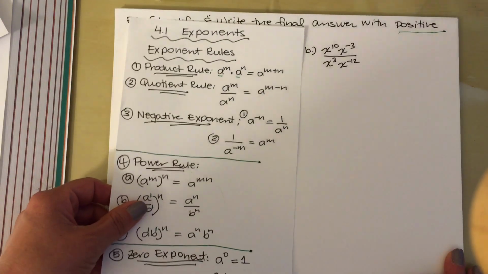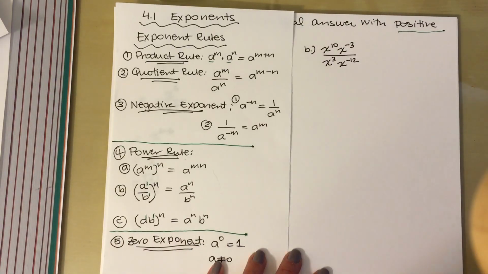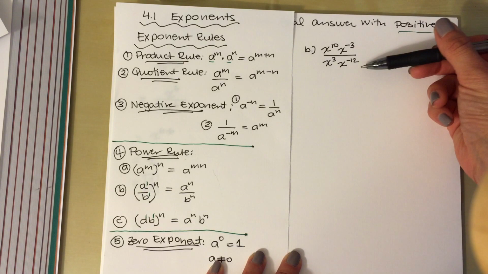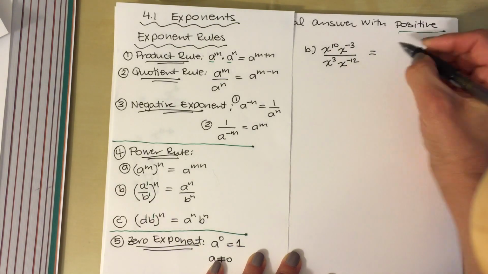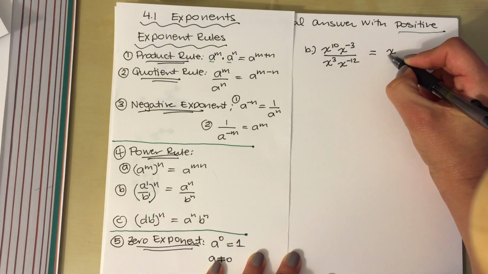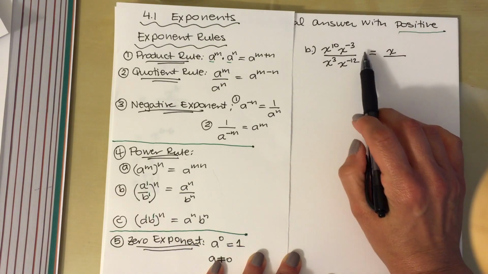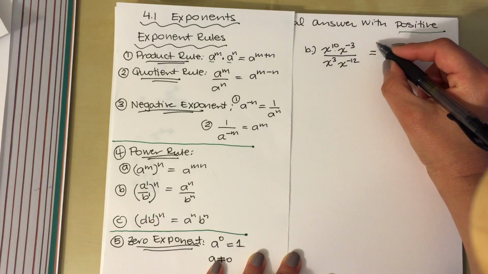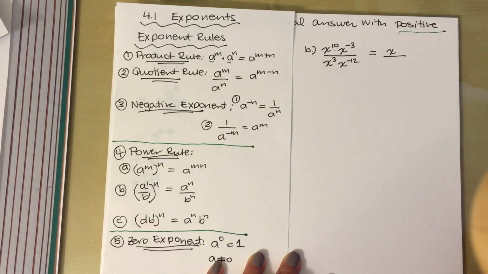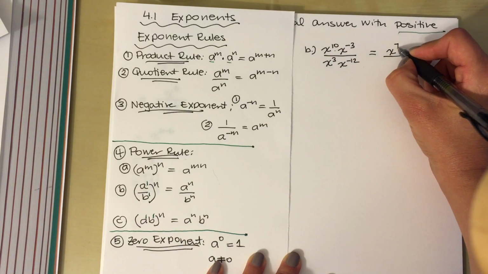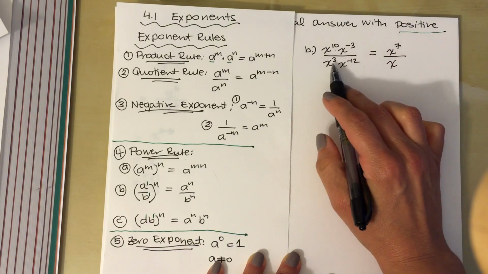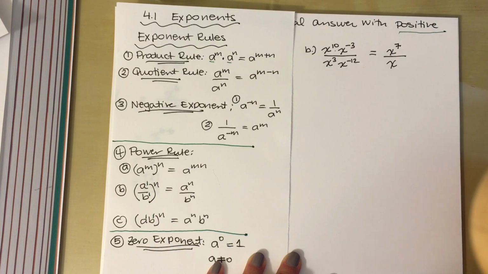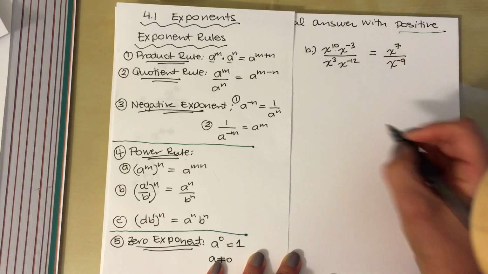Example 2. Again, there is a product in the numerator and also in the denominator. So we're going to use the product rule twice here. Write your base once. Add your exponents. So 10 plus -3, that's going to give us 7. And write your base once. 3 plus -12, that's going to be -9.